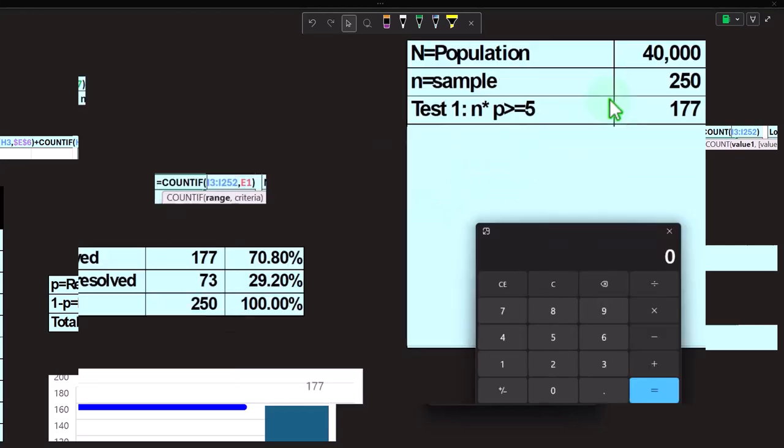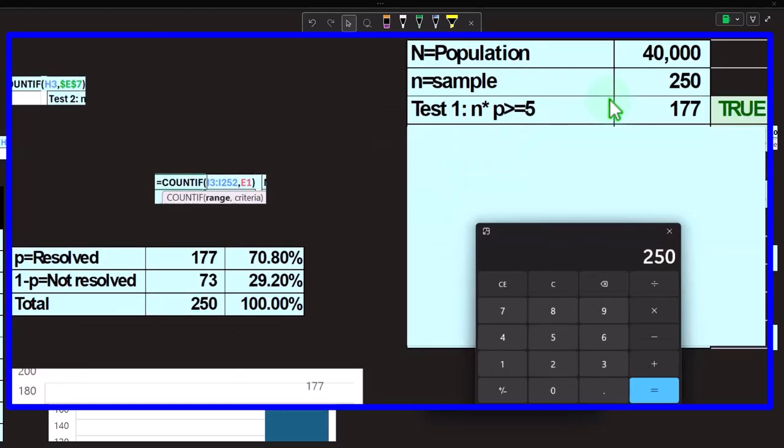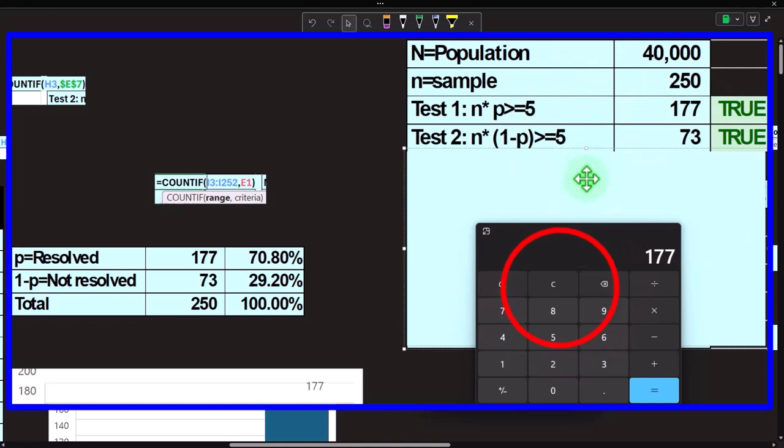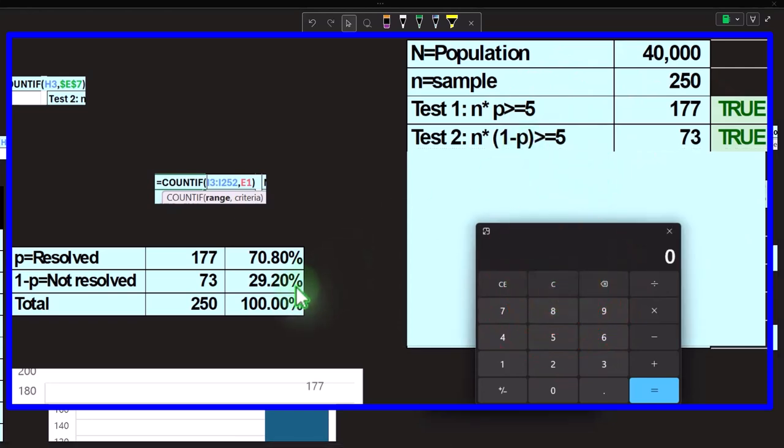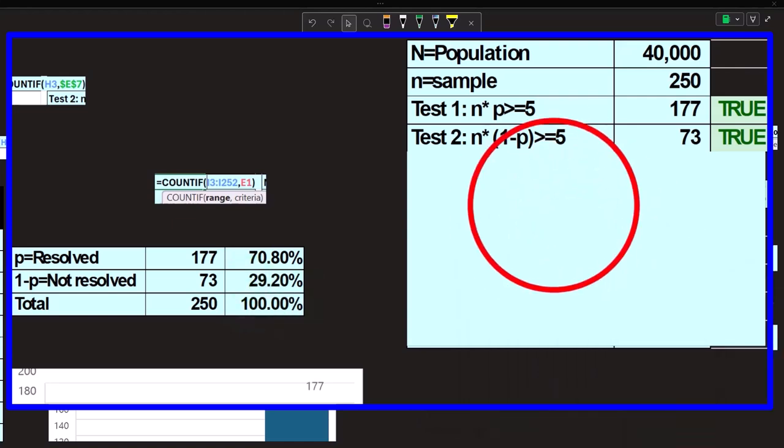We take N, which is the sample size, 250, times P, which is, what was P? It was 70, so 0.708. And we come out to 177, that's greater than 5, so we're good on that one. 1 minus P, which is the other percent. So now we're going to take the 250, which is N, times 1 minus P, which is just the 29, the other part of the binomial, 0.292, and that comes out to 73.